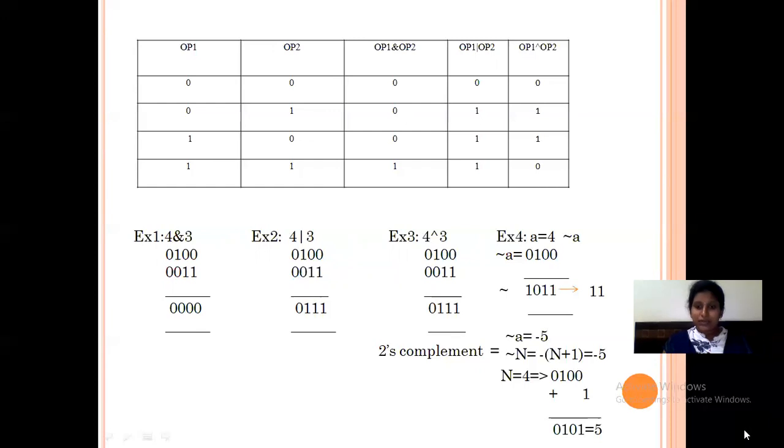So it is the major difference. Depending on the compilers, you will be getting the values. Don't get worried, both the values are true, 11 and minus 5. So according to the compiler, you will be getting the answer, right?